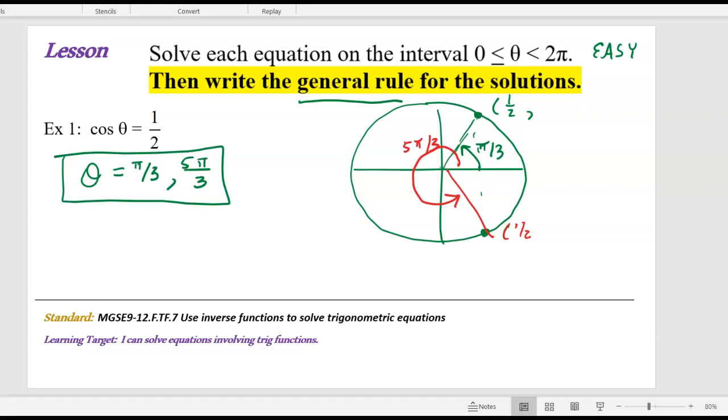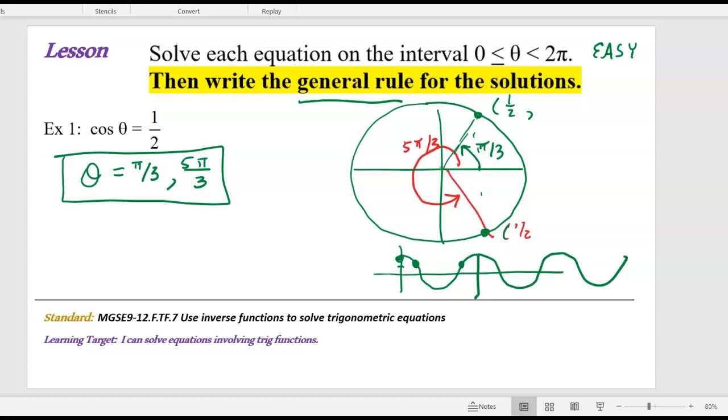Easy peasy, right? Now, if we're thinking about the cosine function writ large, so if you're thinking of the entire cosine function that goes on forever and ever, here's what we just found. We just found when the height of the function is 1/2, we have a solution here and here. We just found pi over 3 and 5 pi over 3.